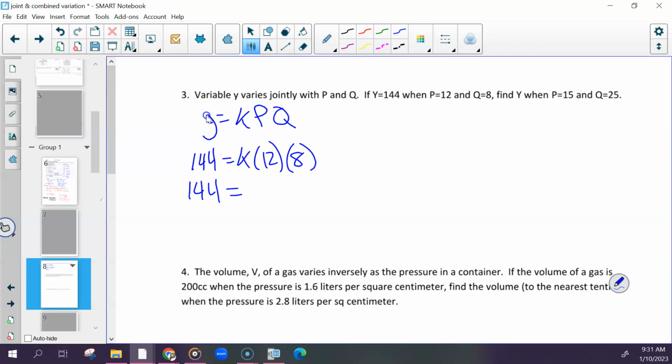Okay. Then we can divide both sides by 96. What is K? 1.5. Okay.